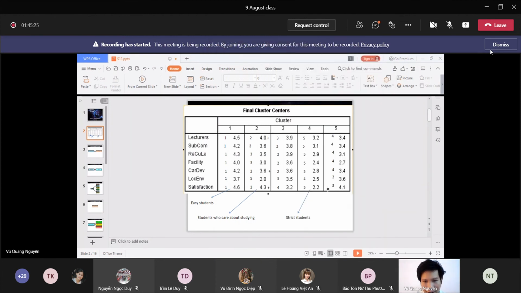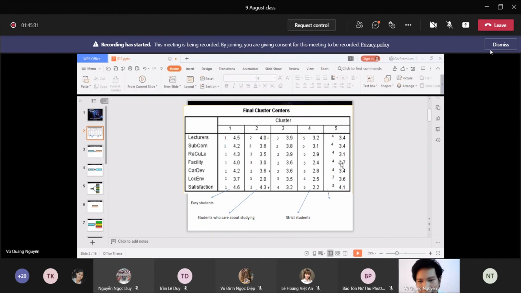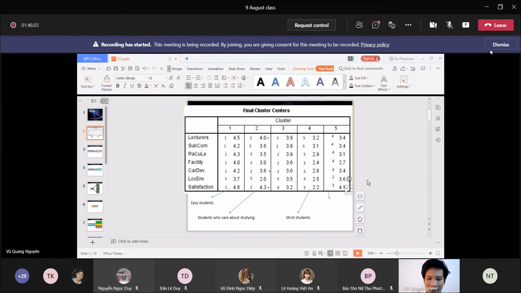What kind of people are there in cluster 5? You can see that, okay, rank number 4 on lecturers, subject complexity, rationality of curriculum's length, facility, and career development, all of them rank number 4. But let's care about satisfaction first. Satisfaction here is 3. It means that 3 here is average, right? But look at the absolute number of satisfaction, it is 4.1. This one is actually high. So let's say that is high in satisfaction, still high in satisfaction.